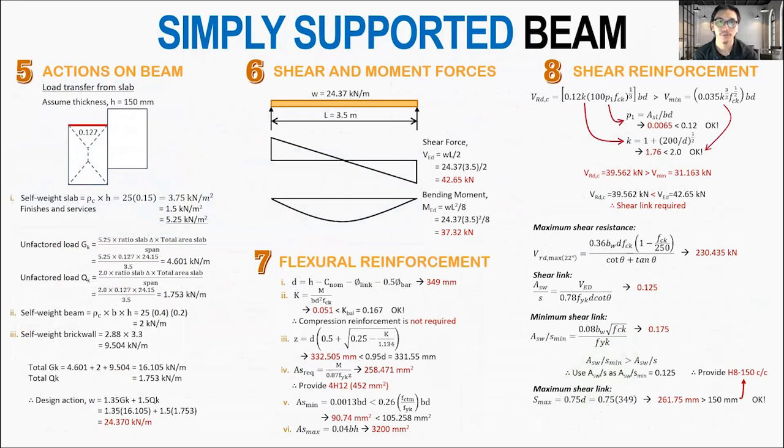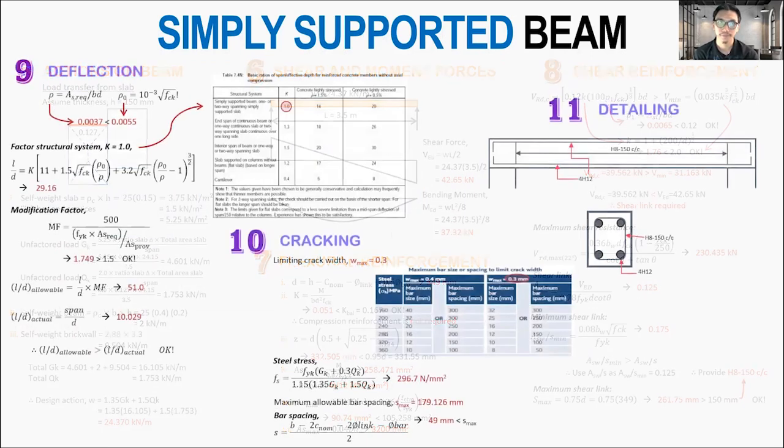For the shear and moment force, VEd equals 42.65 kN and MEd is 37.32 kNm. For the flexural reinforcement, we get that compression reinforcement is not required and we have provided H12, which is 452 mm squared. For the shear reinforcement, we get that shear reinforcement is required, so we calculate and we provide H8 at 150 center to center.